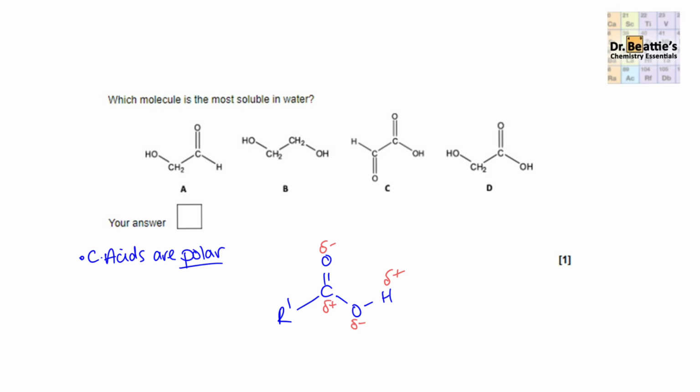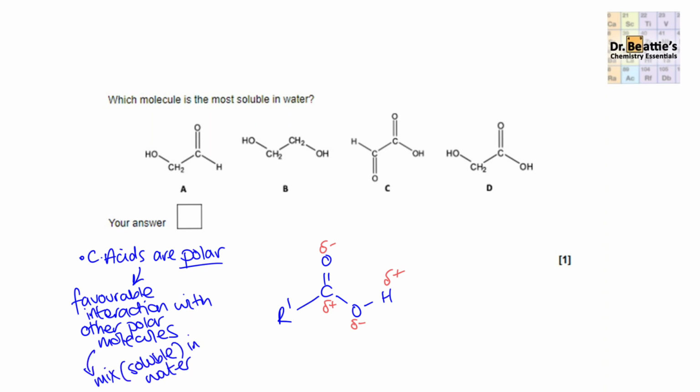This means that carboxylic acids are incredibly polar and so have a favourable interaction with other polar molecules. And this means it mixes well with polar molecules such as water. This is a property, and we can assign this to the structure of the carboxylic acid.